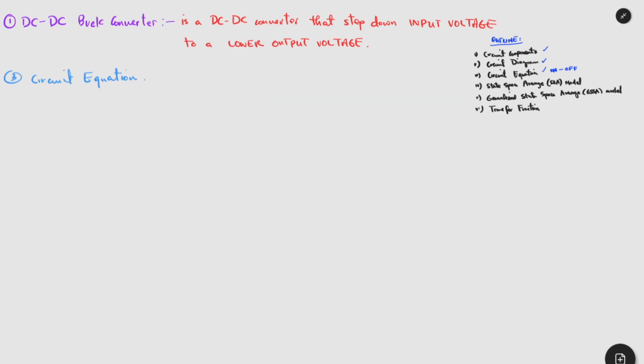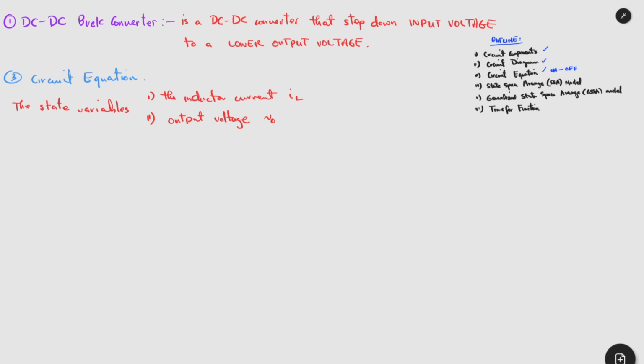To understand the second equation, we will now introduce what is called the state variables. So the state variables in a buck converter are mostly the inductor current, which is denoted by the IL, and the second state variable in a buck converter is the output voltage, denoted by V0.